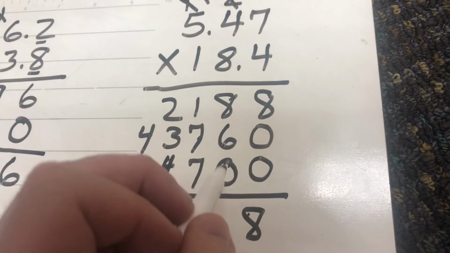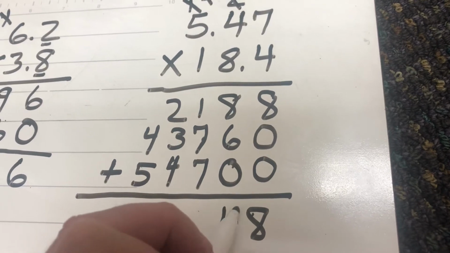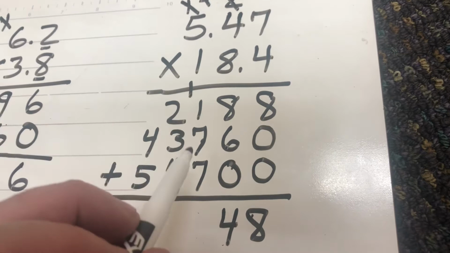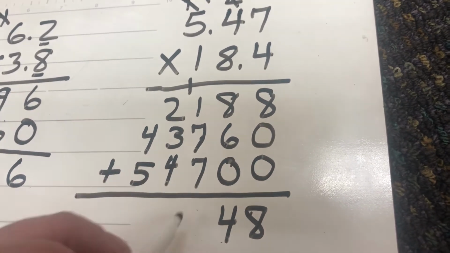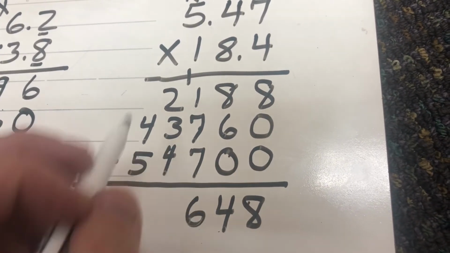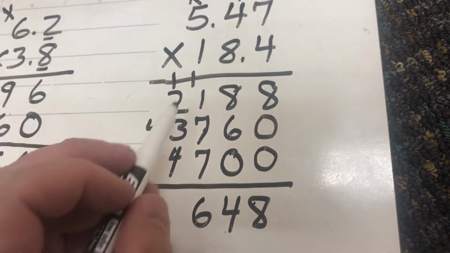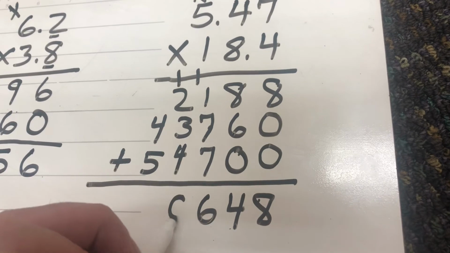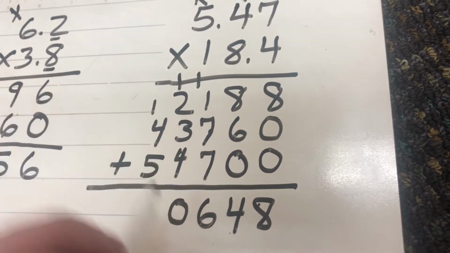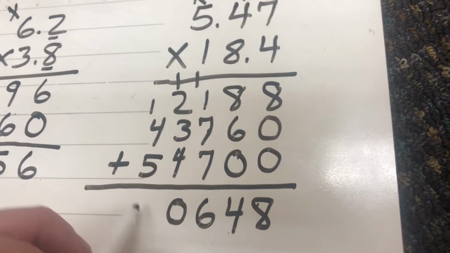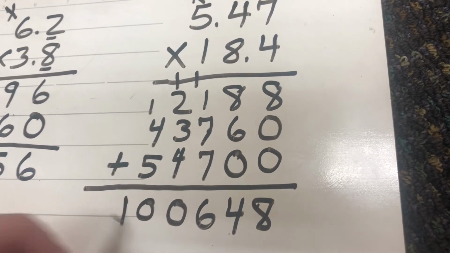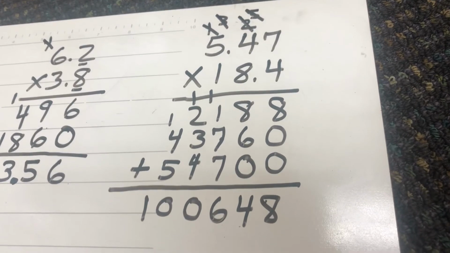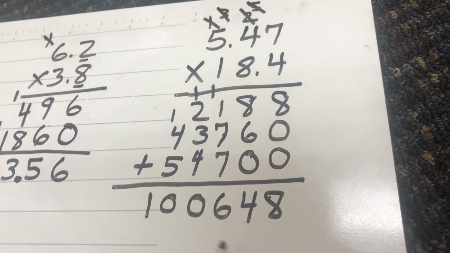8 plus 6 is 14, plus 0, still 14. Put the 4 down, carry the 1. 1 plus 1 is 2, plus 7 is 9, plus 7 is 16. Put the 6 down, carry the 1. 1 plus 2 is 3, plus 3 is 6, plus 4 is 10. Put the 0 down, carry the 1. 1 plus 4 is 5, plus 5 is 10. I get 100,648. But there's decimals in the problem, so I need decimals in the answer.